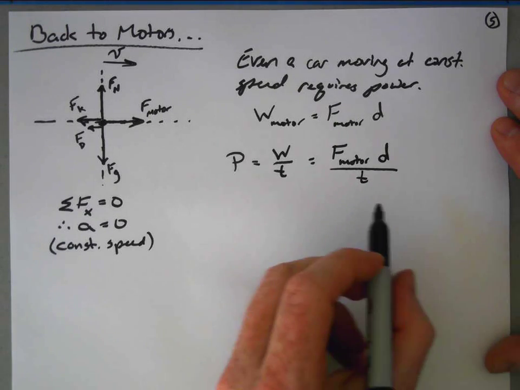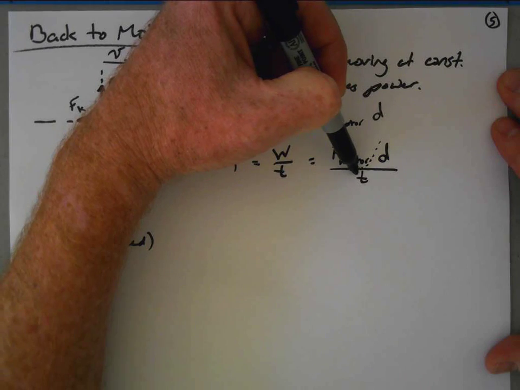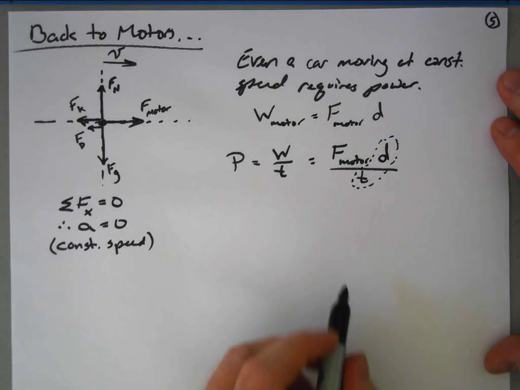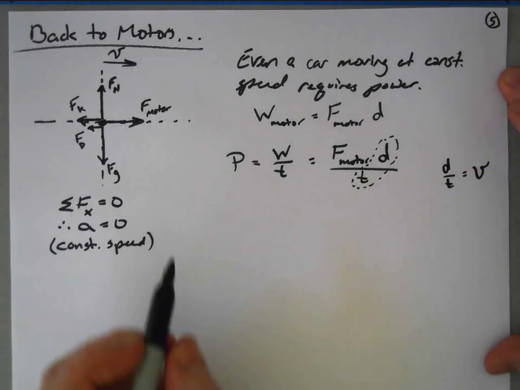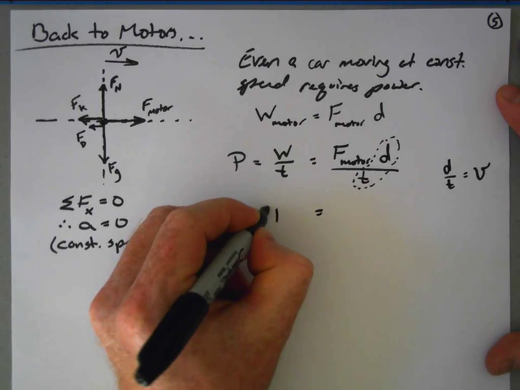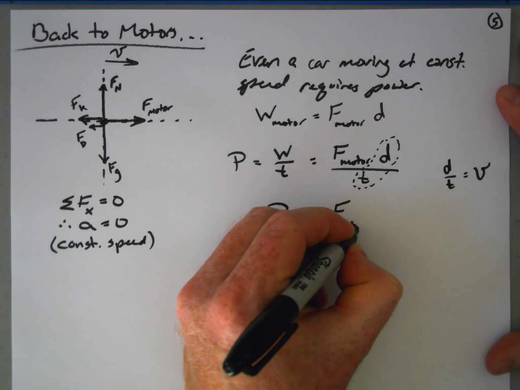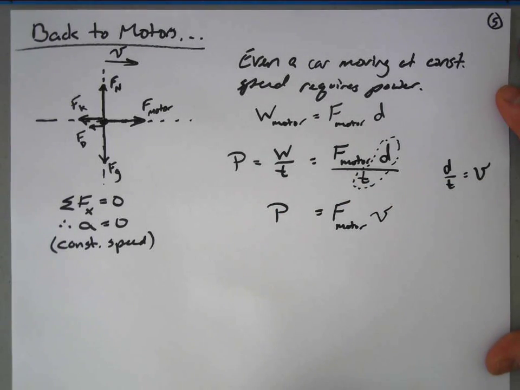Awesome. Well, look at what we have here. We have a distance divided by a time. And that usually represents velocity for us. So this equation for power can be rewritten as the force of the motor multiplied by our constant velocity.